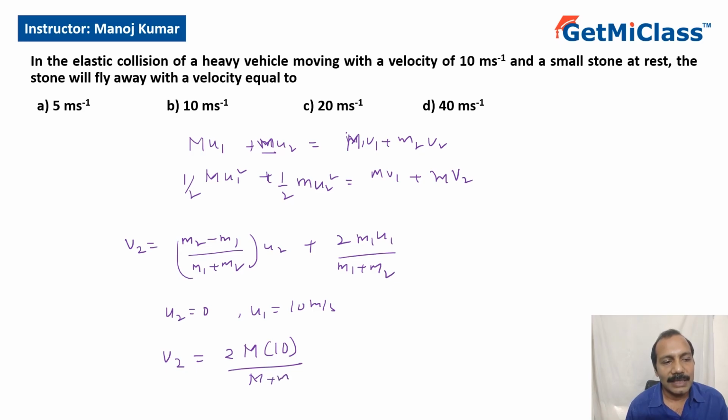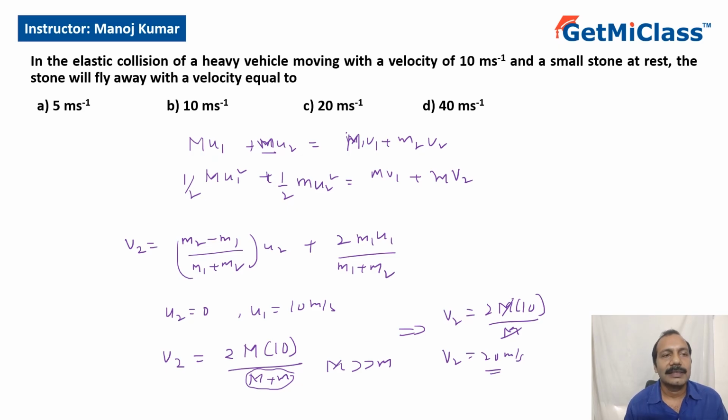Now we know that mass of the first body is very much greater than mass of the second body. M is very much greater than small m. So what will that imply? That will imply v2 equal to 2M into 10 by capital M, because the other can be neglected. So that is equal to 20 meter per second. So it will be actually slightly less than 20 meter per second, but I can assume it to be 20 meter per second. So the answer for this question is 20 meter per second, option C.